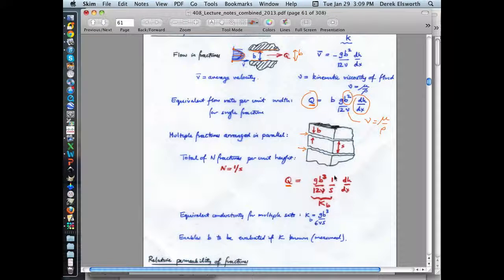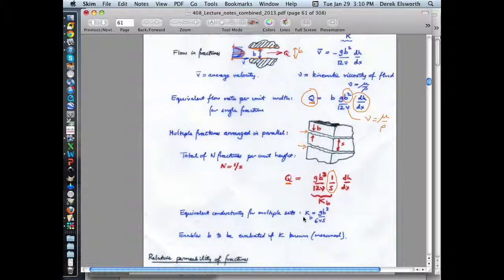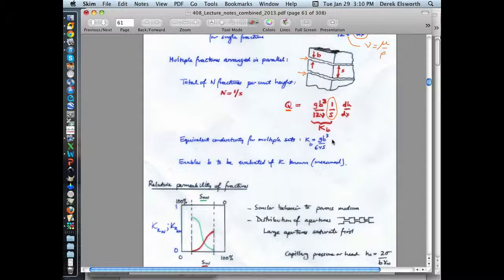If the spacing between fractures is S, then the number of fractures we have per meter is 1 over S. If you have 0.5 of a meter between fractures, you have 2 fractures per meter. The way you get there is just by taking the reciprocal of the spacing: 1 over 0.5 is equal to 2, so the multiplier is 2. And if you multiply by the cross-sectional area of this fracture, which is B times the length into the page, you end up with an expression which we defined already.